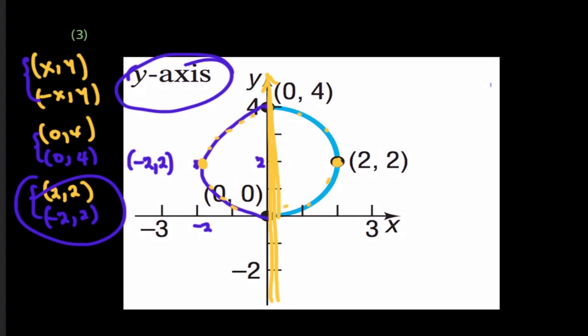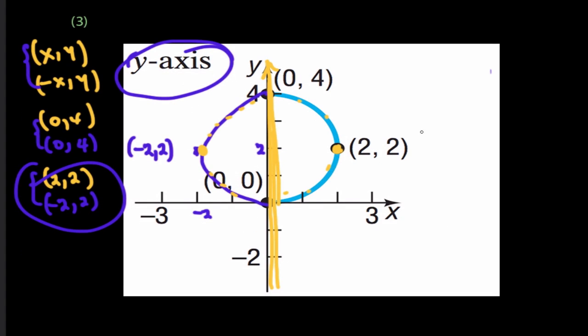I do hope that with all these few examples we have done so far, it has given you a clear picture of what symmetry about the x-axis, about the y-axis, and about the origin means.